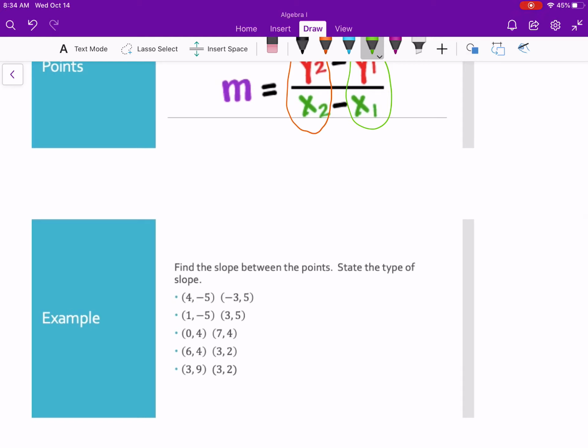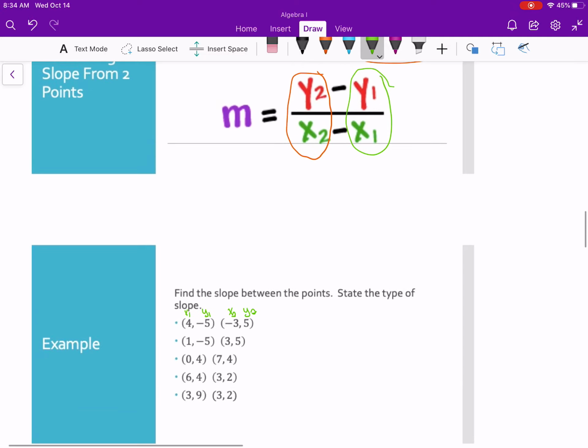So let's do some examples of finding slope. So this first one, we have x1, y1, x2, and y2. And we have our handy dandy slope formula. So our slope m just represents slope. So we take y2, which is 5, minus y1, which is negative 5, over x2, which is negative 3, minus x1, which is 4. So 5 minus negative 5, remember that's like 5 plus positive 5, so we have 10 over negative 7. So this has a negative slope.